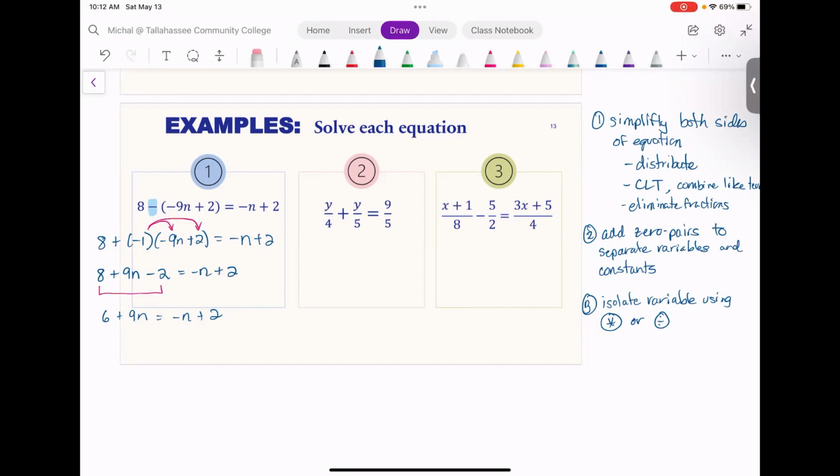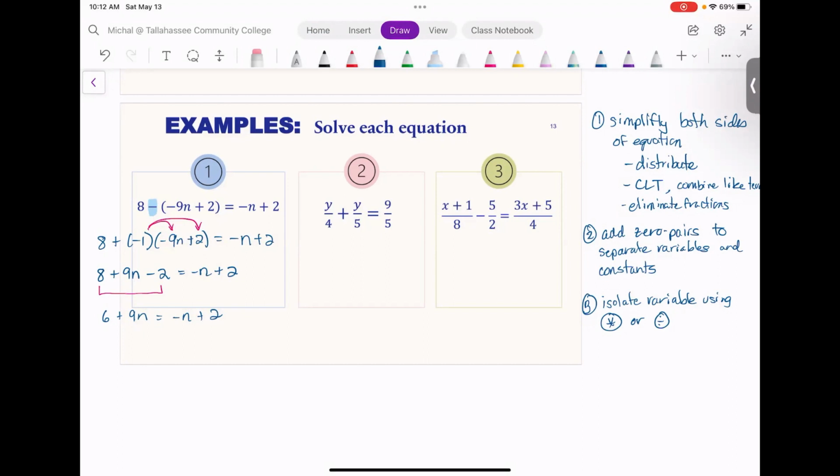On the right side of the equal sign, I have -n plus 2, which also can't be combined for the same reasons. So my next step is to separate my number terms from my variable terms by adding zero pairs. I want to eliminate one of my variable terms from one side of the equal sign so that I can combine it with the term that has the same variables on the other side of the equal sign.